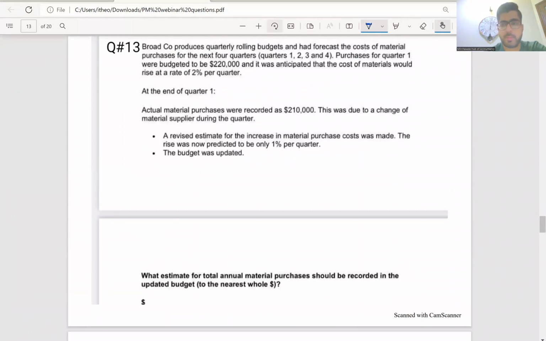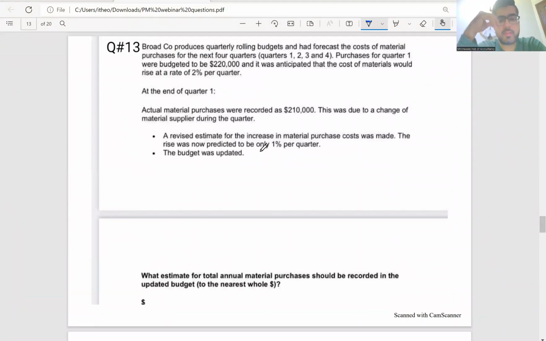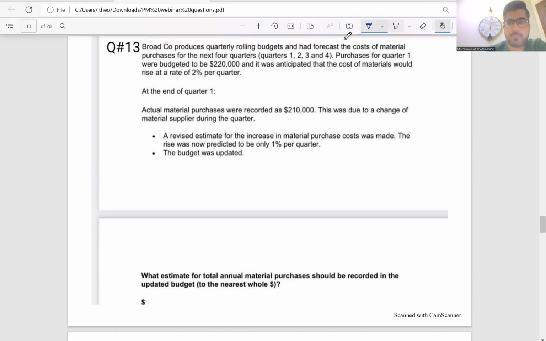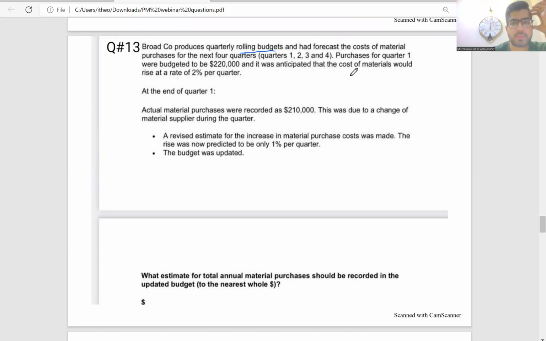Okay, now MCQ number 13 relates to another topic, rolling budgets, a very important area of the syllabus. A company produces quarterly rolling budgets. Okay, so the company makes quarterly rolling budgets and it forecasts the cost of material purchases for the next 4 quarters, 1, 2, 3, 4. Purchases in quarter one were budgeted to be 220,000 and it was anticipated that the cost of material would rise at a rate of 2% per quarter.